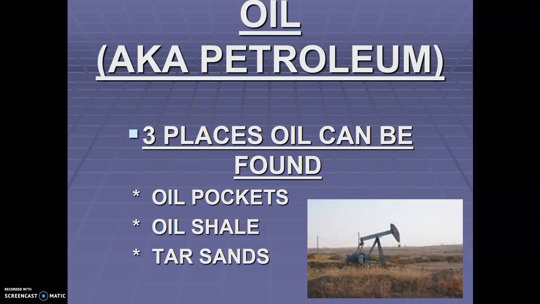Oil shale. It's a shiny black substance that looks like a rock. You can break it apart, and the oil will be there. You can crush it and basically squeeze the oil out. Tar sand's the same way. It's oil trapped inside of sand and tar. You can break that apart and get it. But oil pockets is probably our number one place that we find oil.